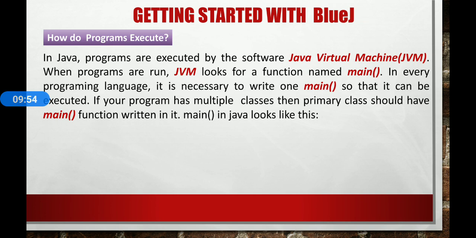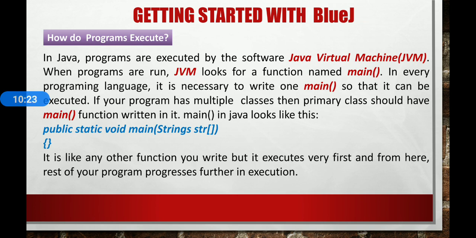Let's learn how we include the main function in our class, my class. Main function in Java looks like this: public static void main, and in parentheses String[] str, where str is a variable name, String is the data type, and then opening curly braces. It is like any other function you write, but it executes very first, and from here the rest of your program progresses further in execution.